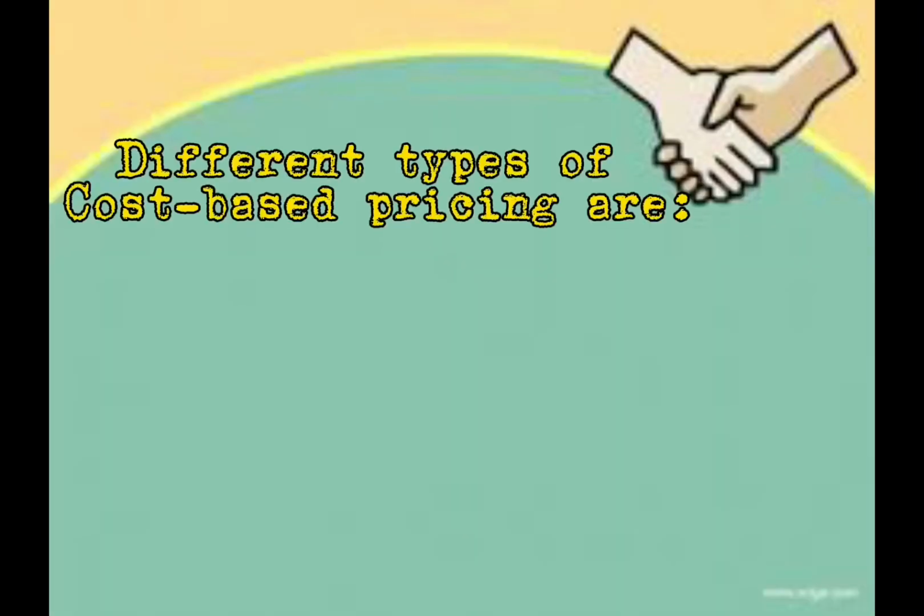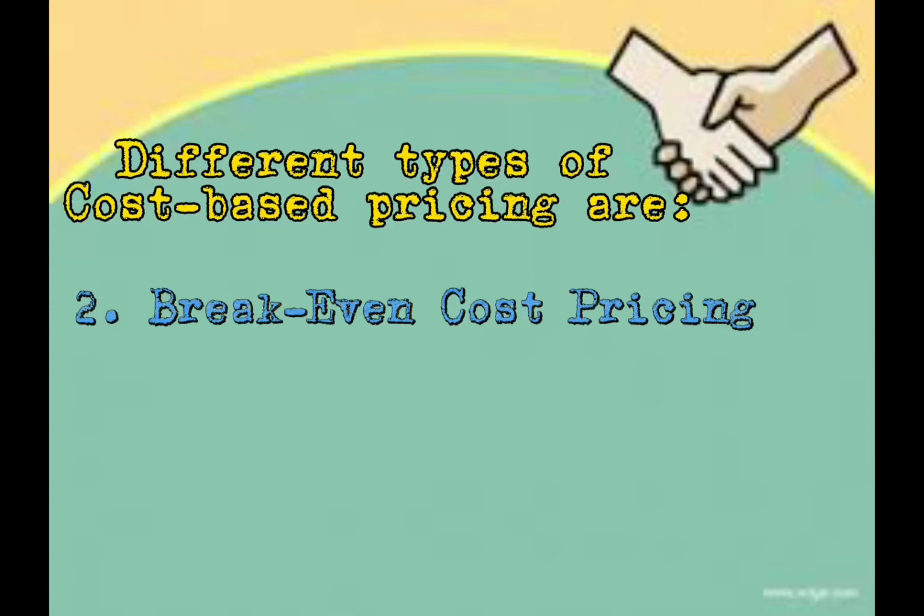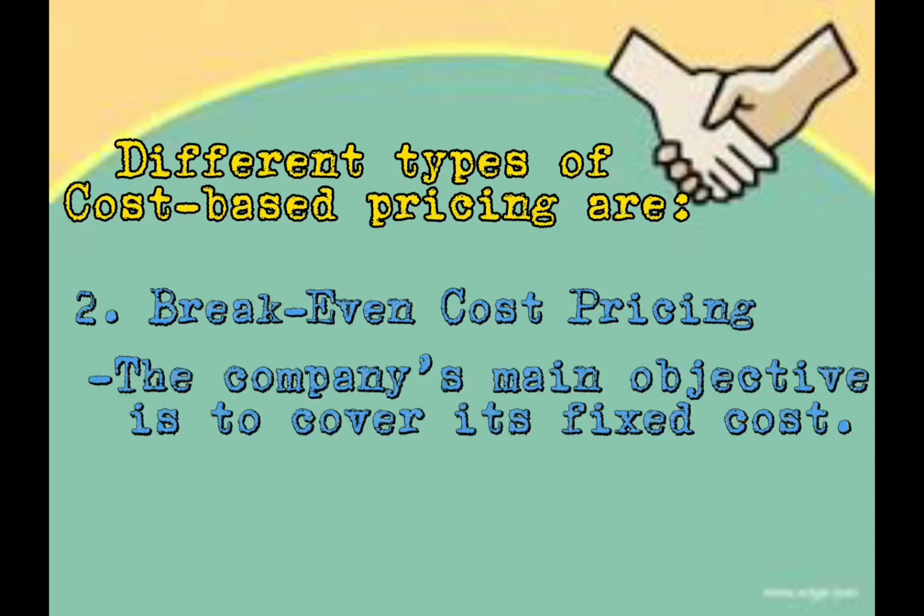There are different types of cost-based pricing. First, cost-plus pricing. In cost-plus pricing, a company or manufacturer will add a fixed percentage of the total cost as the markup to arrive at the selling price. As a result, this method is also known as average cost pricing and is the simplest pricing method. Second, break-even cost pricing. Under the break-even cost pricing approach, the company's main objective is to cover its fixed costs. Industries with high fixed costs resort to such pricing strategies. This is the level where a company breaks even, or the point where there are no profits or losses.